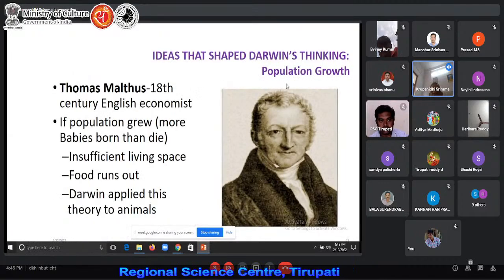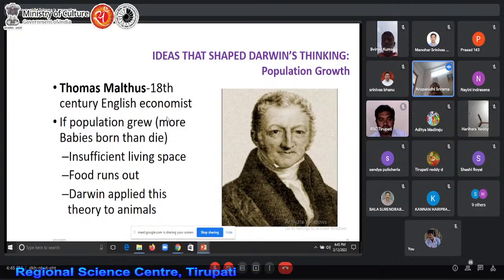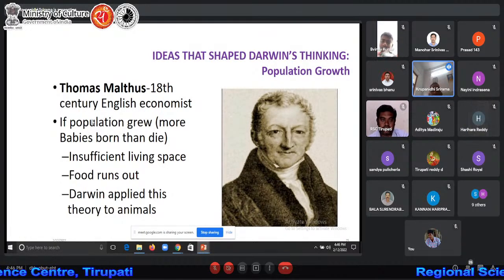Now, the idea that shaped Darwin's thinking more profoundly than the previous two was population growth, from Thomas Malthus, an 18th century English economist. He was not speaking on biology; he is an economist. He was mentioning only human growth, the human population. If the population grew, that is, more babies were born than die, there is insufficient living space and food runs out.